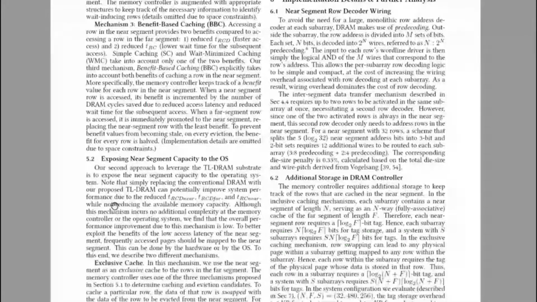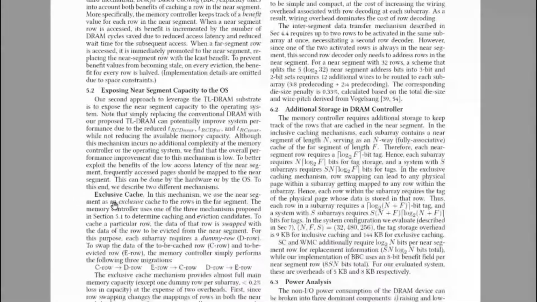The second way to use this proposed design is to expose the near segment capacity to the OS. That means let the OS know the complete structure of this sub-array. OS should know that there are two different sections in this sub-array: one is the near section, and another is the far section. And now the OS will remap the data accordingly. OS will decide, okay, this particular data is accessed more rapidly, this particular data is more important, so let's put it in the near segment. This particular data is less important, so let's put it in the far segment. So in this case, the OS will handle it.